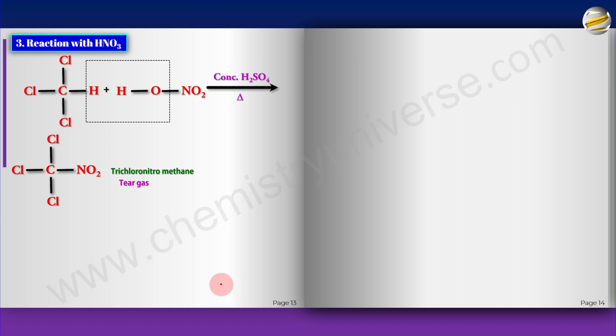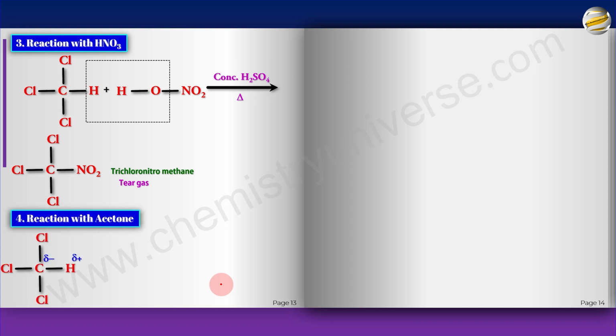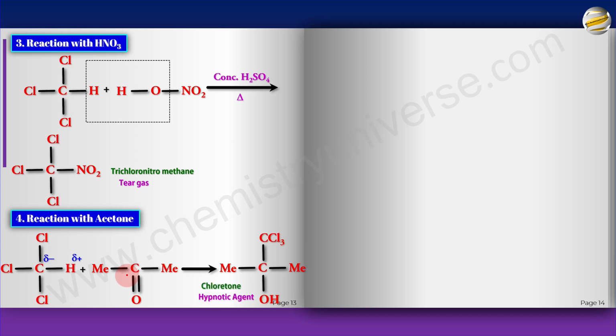Then you have reaction with acetone. So you have chloroform here, you have acetone here. Here this carbon is nucleophilic, this carbon is electrophilic. So what will happen? The nucleophilic carbon will attack the electrophilic carbon, and the H will go to O. And this is called as chlorotone, which is a hypnotic agent. Basically puts you to mild sleep.